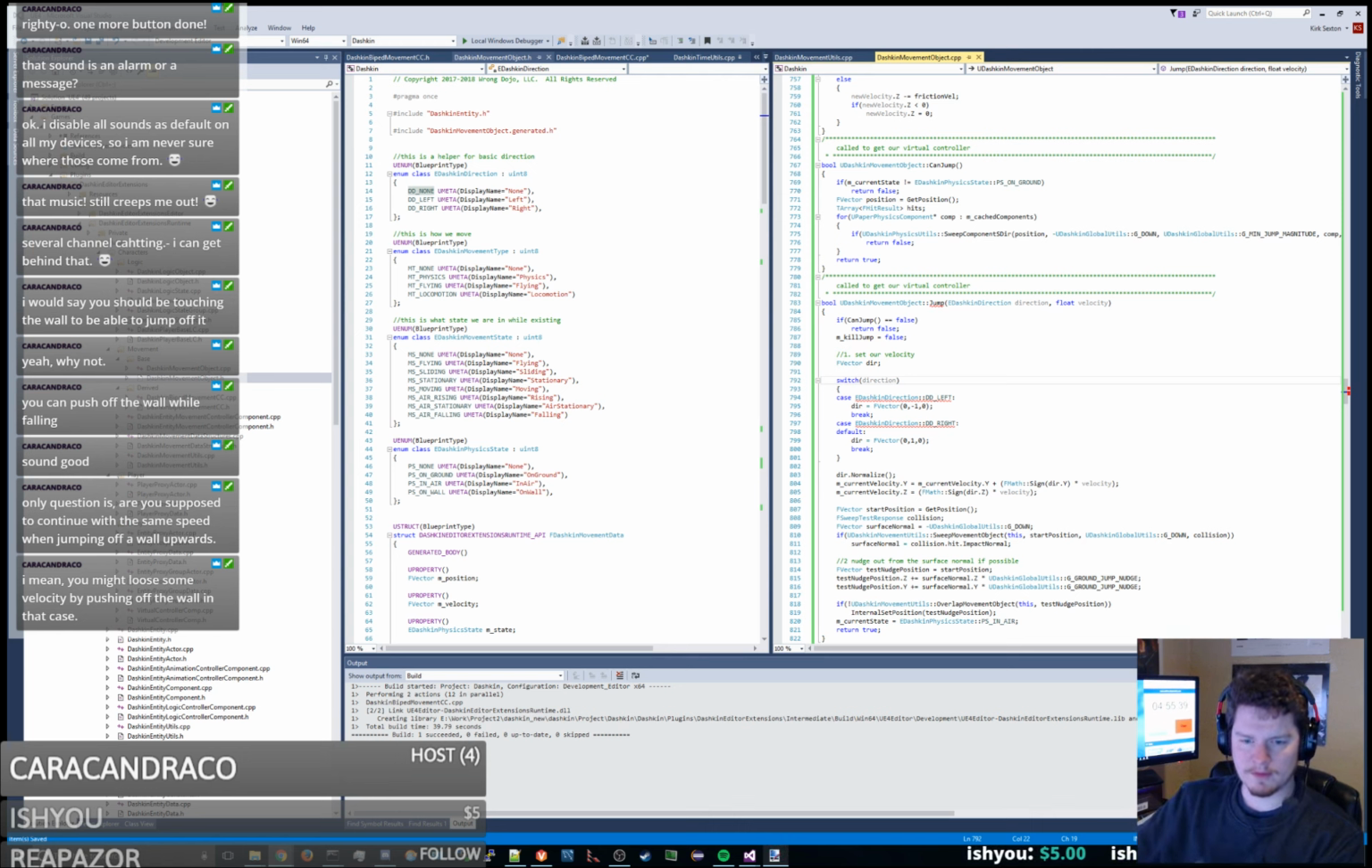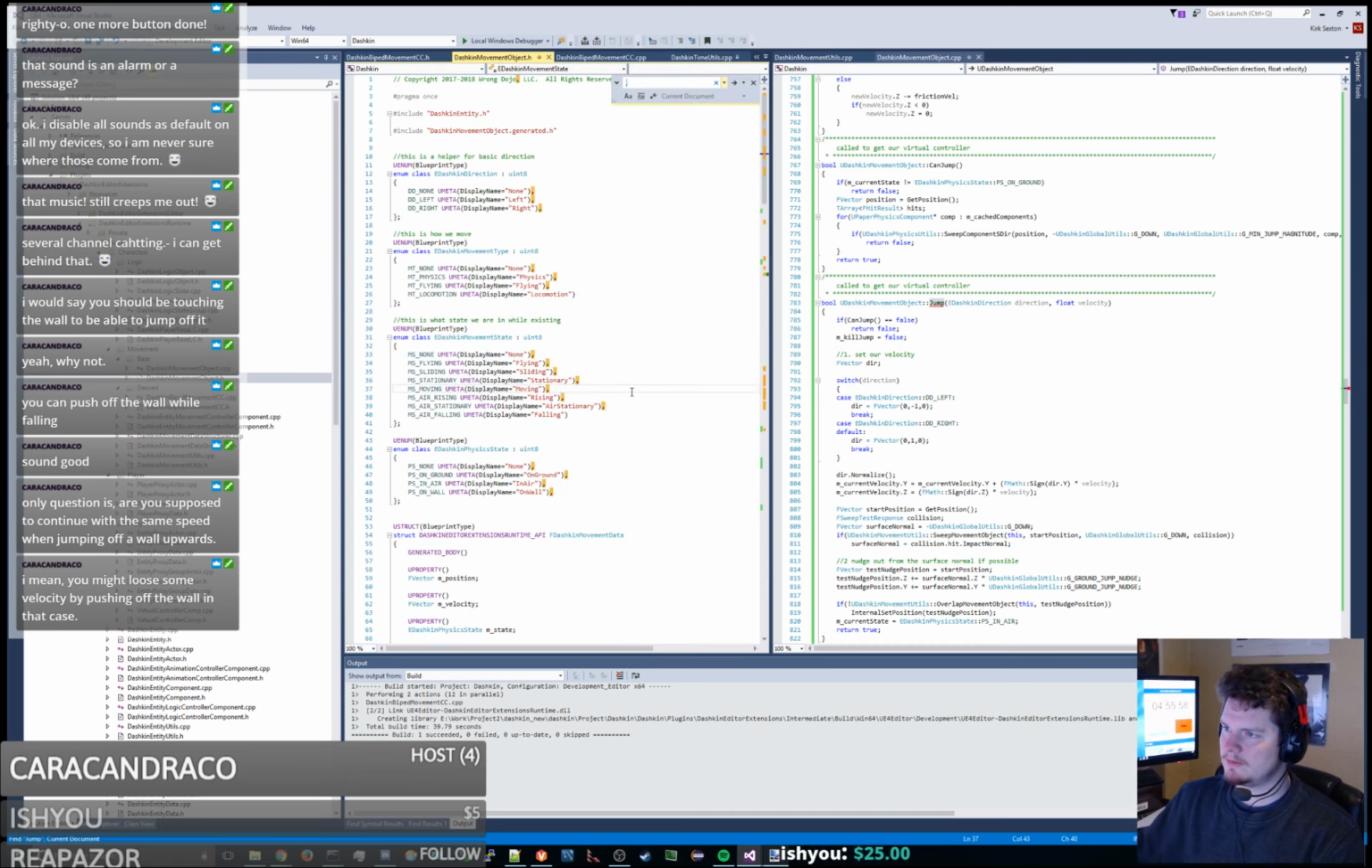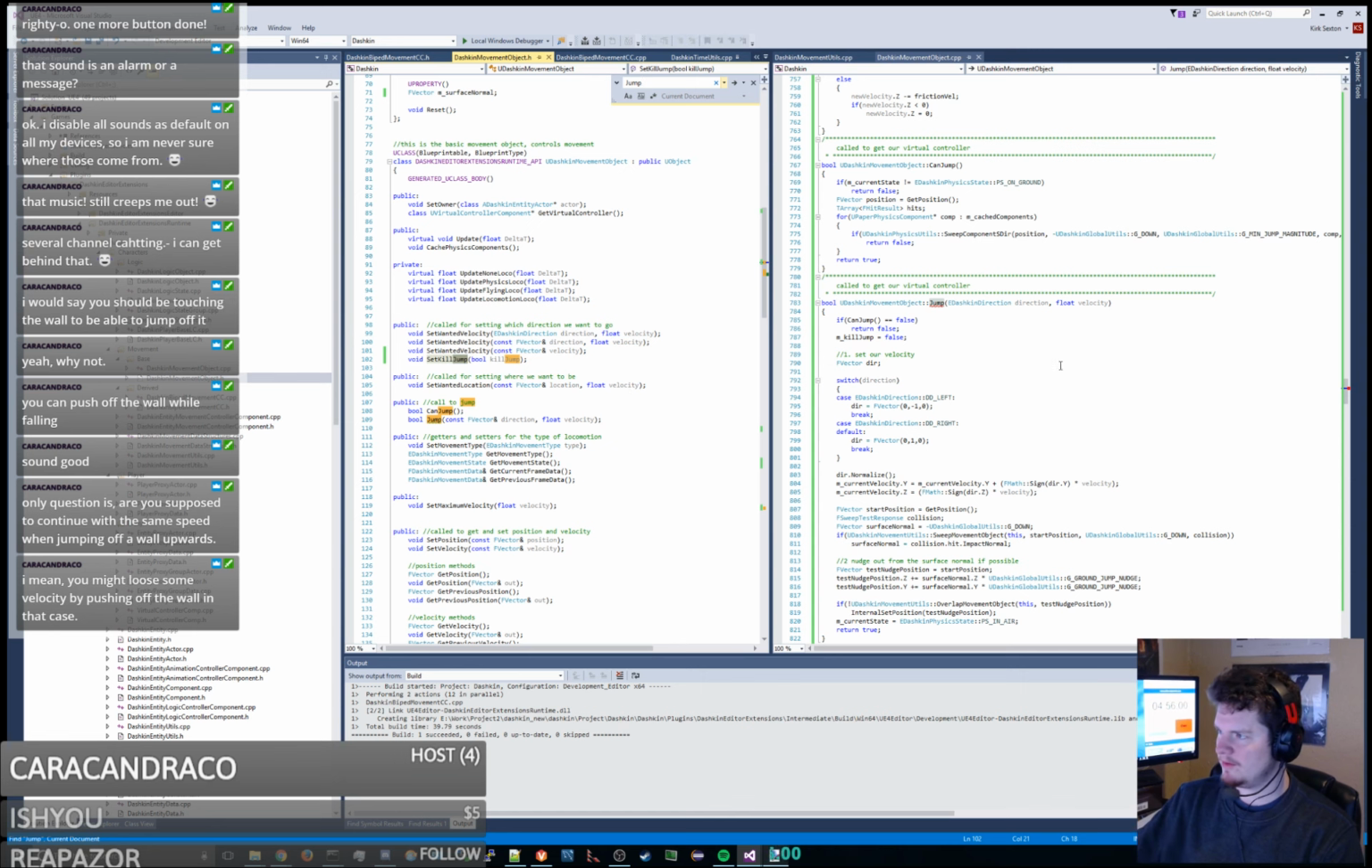These others aren't pushing off the wall in that case. You're supposed to continue speed and jumping over. We'll see. Alright. I need to stop being so distracted.